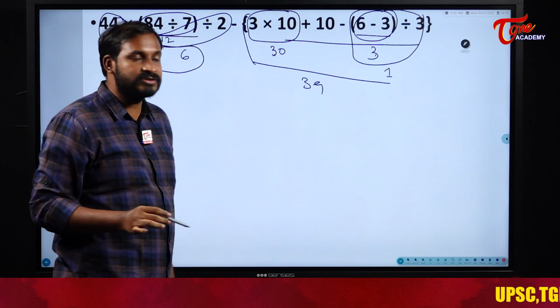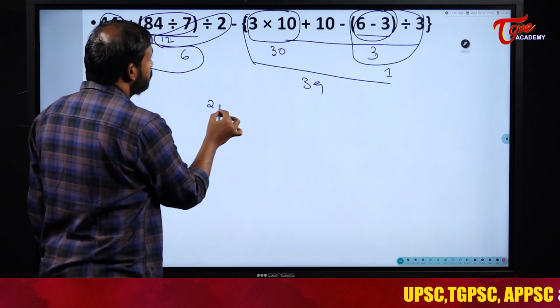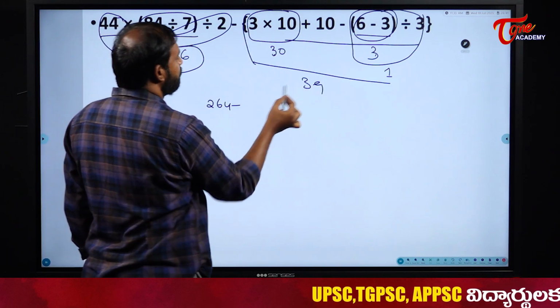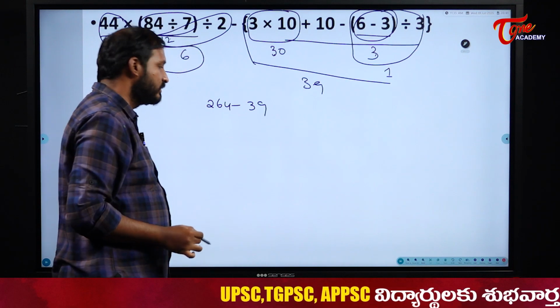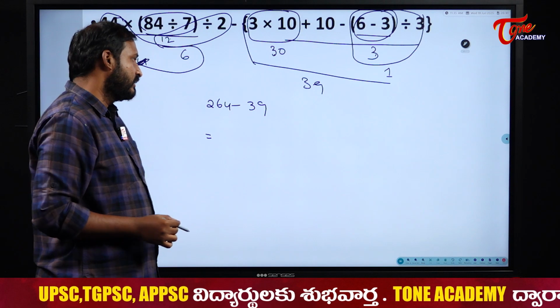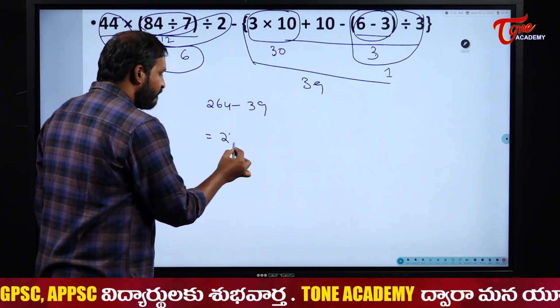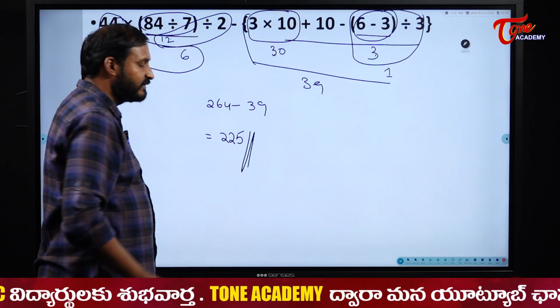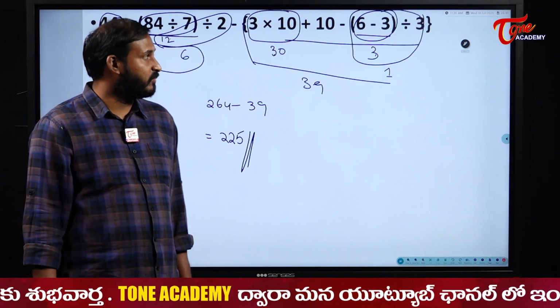It becomes what here, students? 264 minus, and what is this complete value? 39. 264 minus 39 becomes what, students, here for us? So 225. So 225 is the answer for this BODMAS.